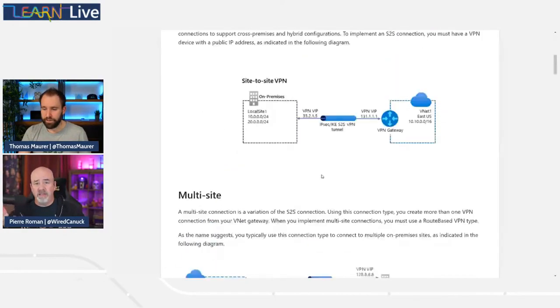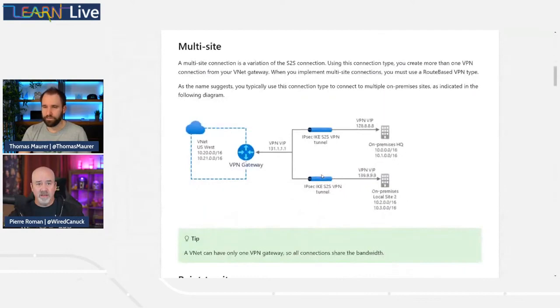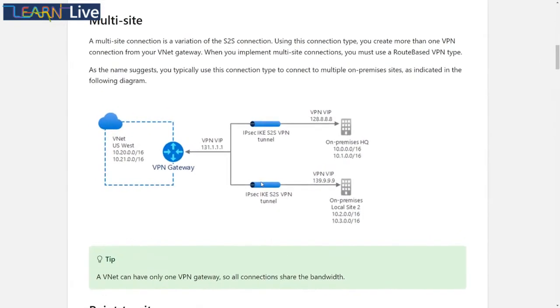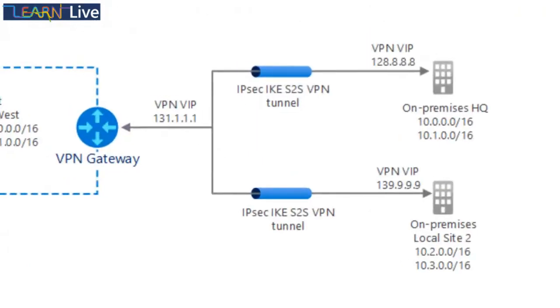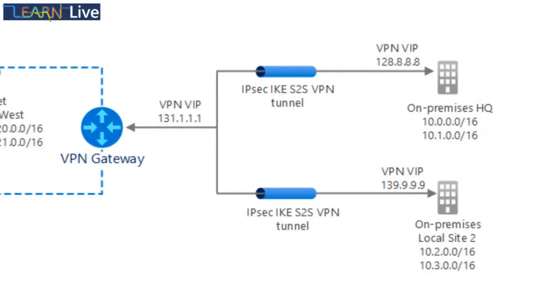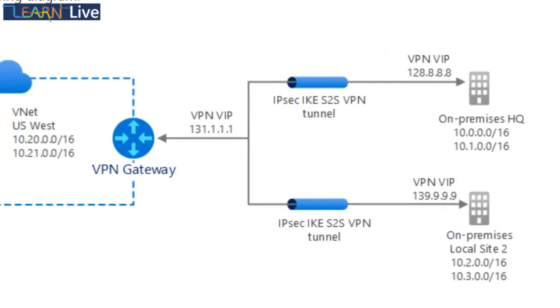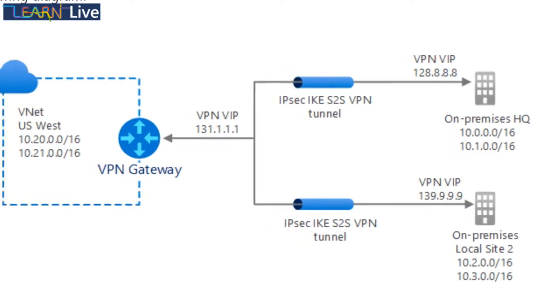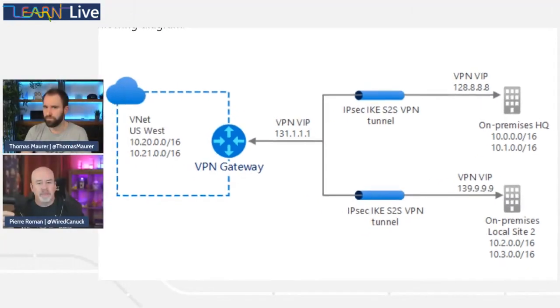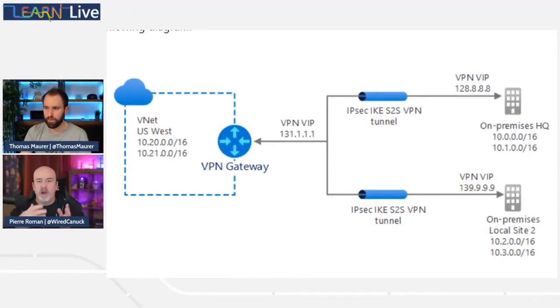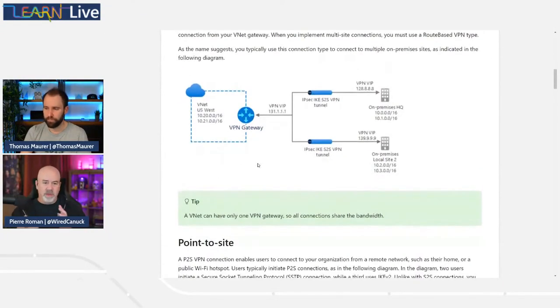The next item is the multi-site, which is exactly the same, except that you have branch one and branch two. So in this graphic, your HQ and your on-prem local site number two are connecting over separate tunnels to the same VPN gateway endpoint in Azure. It's exactly the same, just one more connection. The setup is the same, the configuration is the same. You just create a separate connection.